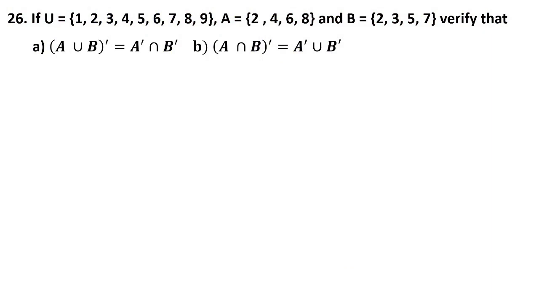Let us take question number 26. This question is on De Morgan's law. You have to check whether (A union B) dash is A dash intersection B dash, and (A intersection B) dash is A dash union B dash.